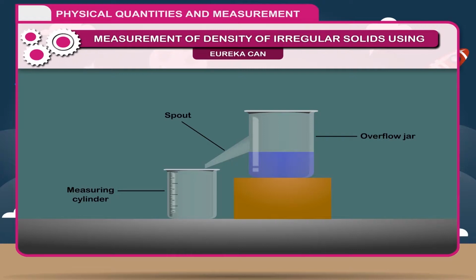Now, tie the solid to a thread and immerse it completely into the water of the overflow jar. If the solid is soluble in water, replace water with a liquid in which it is insoluble. The solid displaces water, which overflows through the outlet pipe and collects in the measuring cylinder.